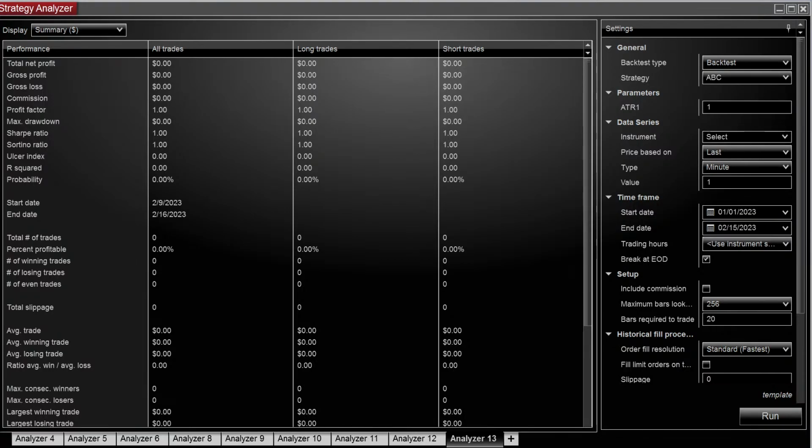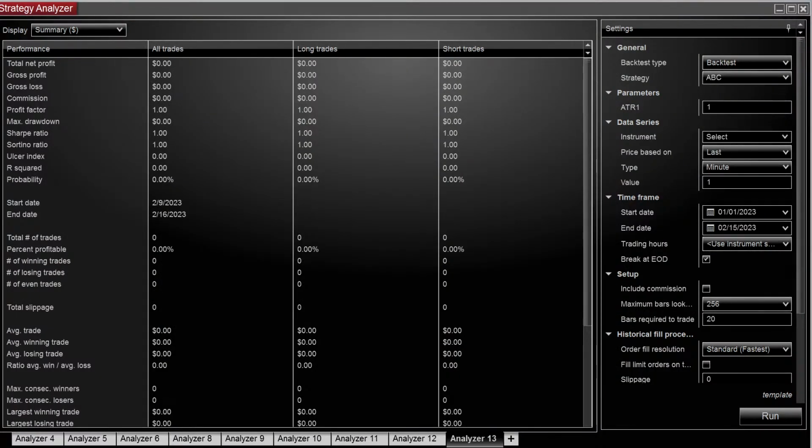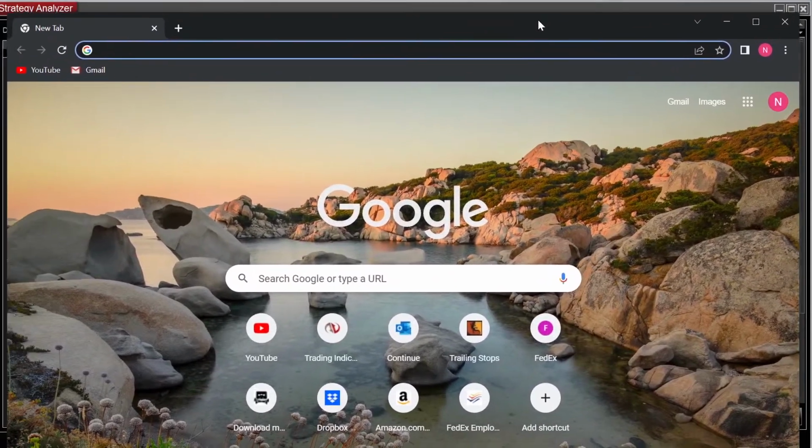I think I'm gonna make this the start of a new series where we just find a strategy on Google and just kind of build it. So, anyways, let's show how we found it.